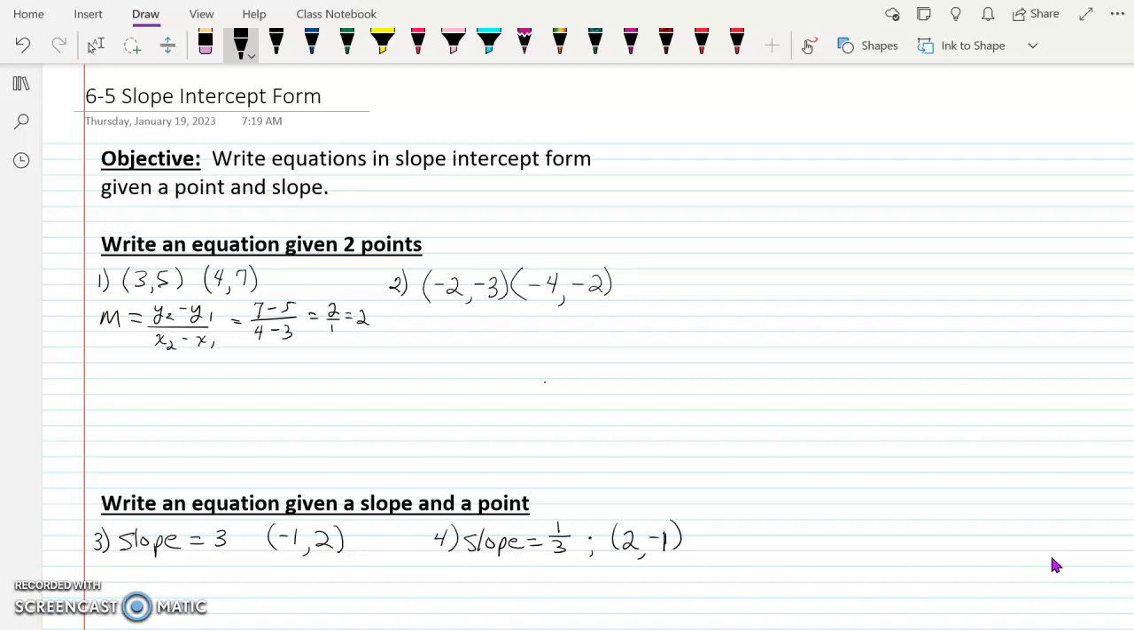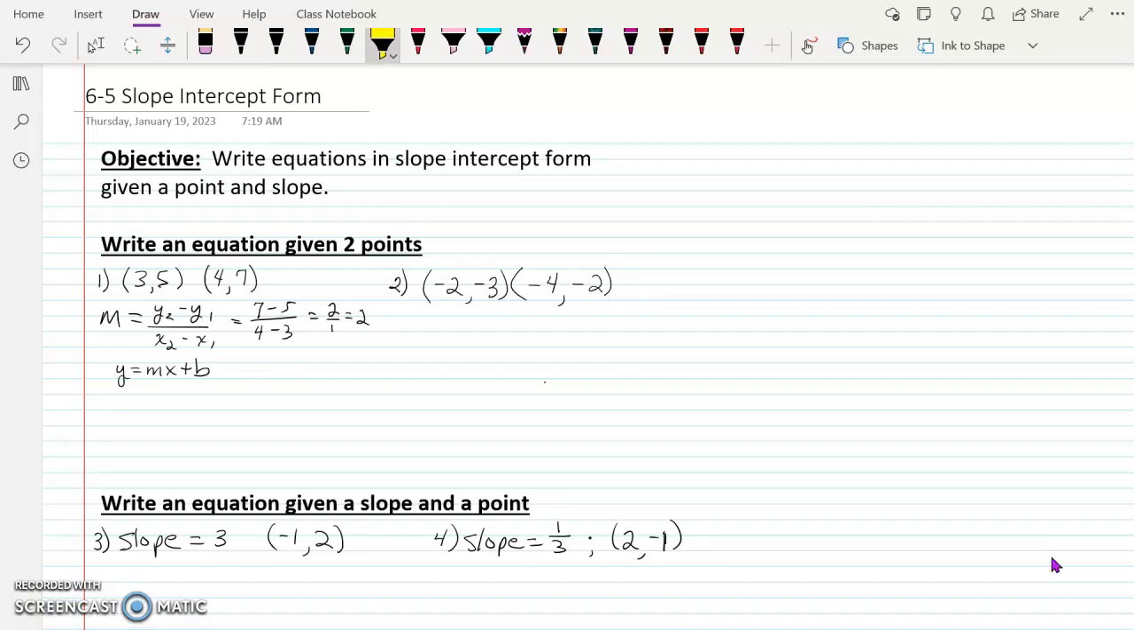Now, when I look at these 2 points, I'm not given a y-intercept, so I'm going to have to do something to find that y-intercept. And it's really a pretty simple process. What we want to do is choose one of these 2 points. It really doesn't matter which one. And we're going to place that point in our slope-intercept form along with our slope. So our slope-intercept form is y equals mx plus b.